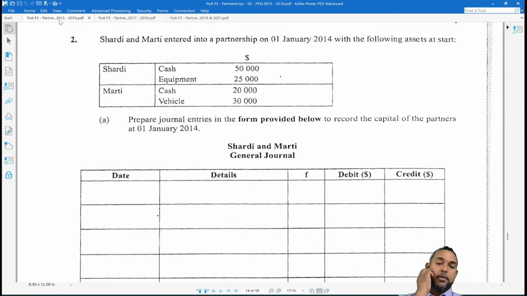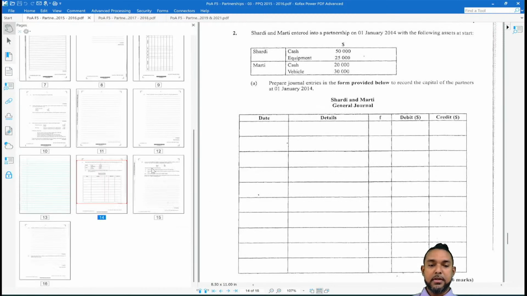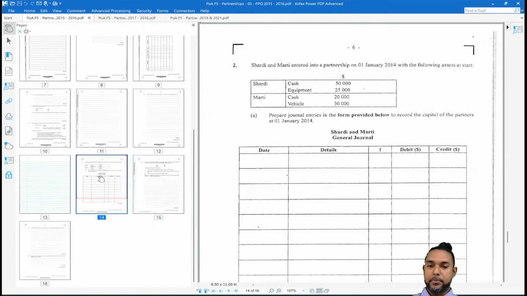Okay, guys. So I decided to switch gears a little bit. Let me explain. We have one more aspect to deal with, which is the commencement of the partnership and the journal entries that go along with that.